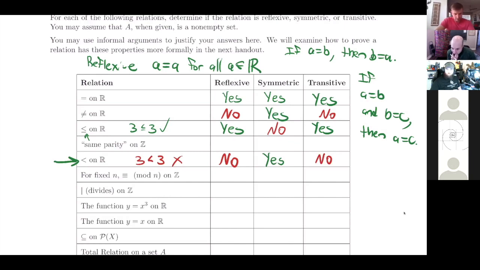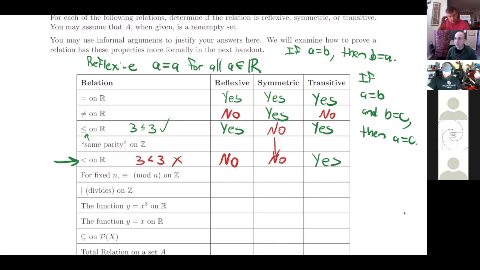For the last one, use 3 and 4. Would it be symmetric? So it is not symmetric. That's right. Sorry, I don't know why I put yes here. I mixed these up. You're right. Thank you, Mitchell. So it's still a no on this. I think I said the right thing, but I wrote them in the wrong place.